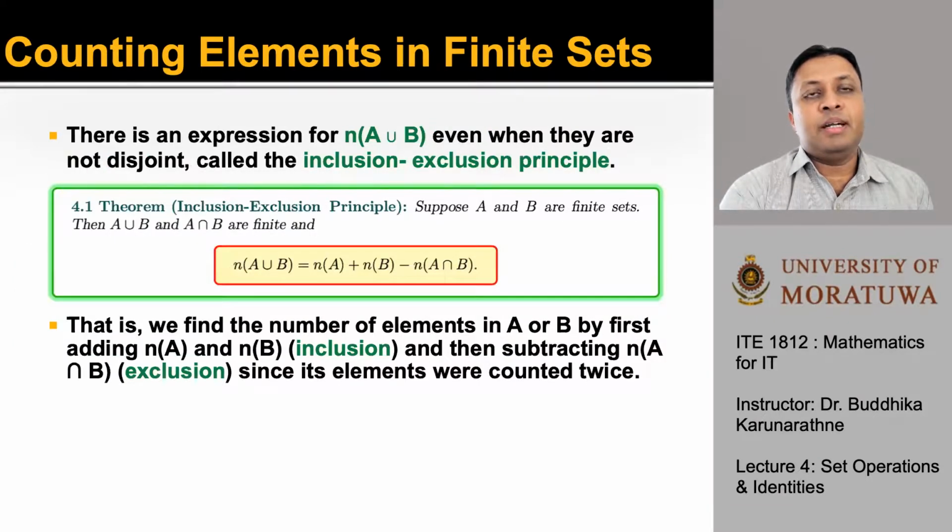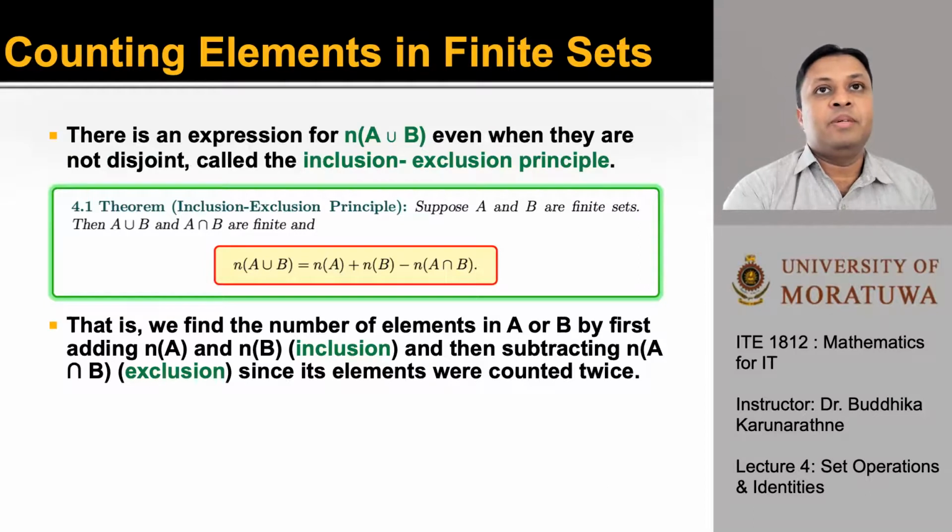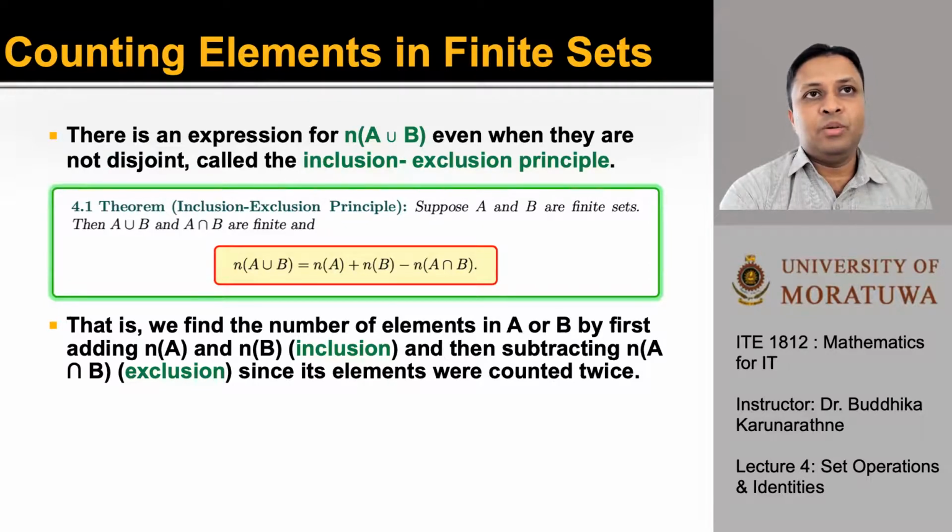And we move on to another principle. There's an expression for the number of elements in the union of A and B, even when they are not disjoint. In other words, even when they have some elements in common. This principle is called the inclusion-exclusion principle. So let's look at what this principle is telling us.